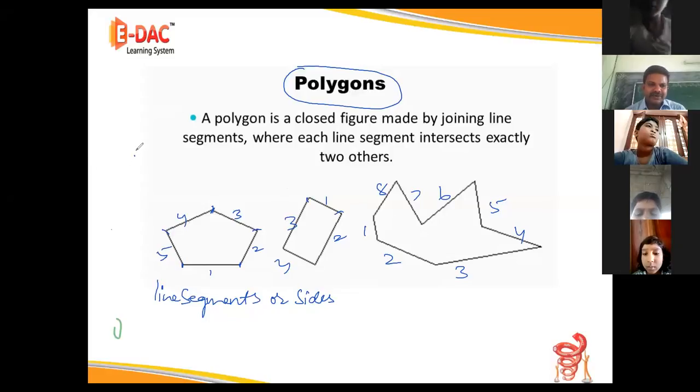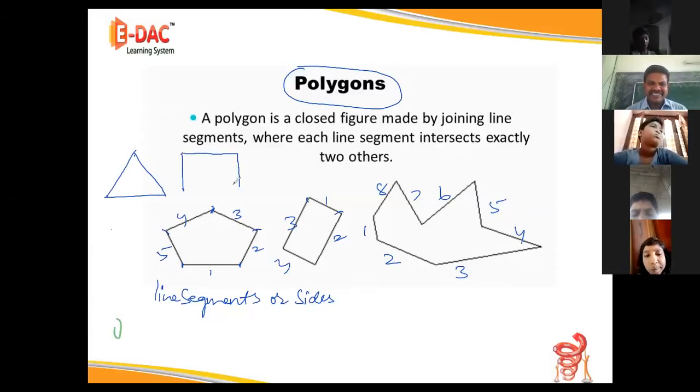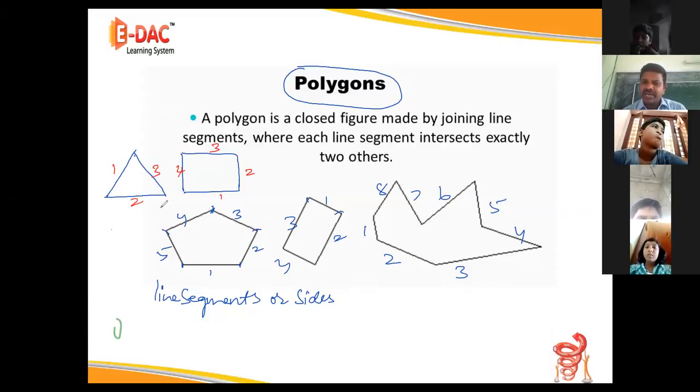See, I will tell you what about this. I think this is also a polygon. And what about this? This is also a polygon. Why? Because it is formed by line segments, 1, 2, 3. This is one line segment. This is one line segment. This is one line segment. This is one line segment. 1, 2, 3. These are all line segments. So these are also called polygons.